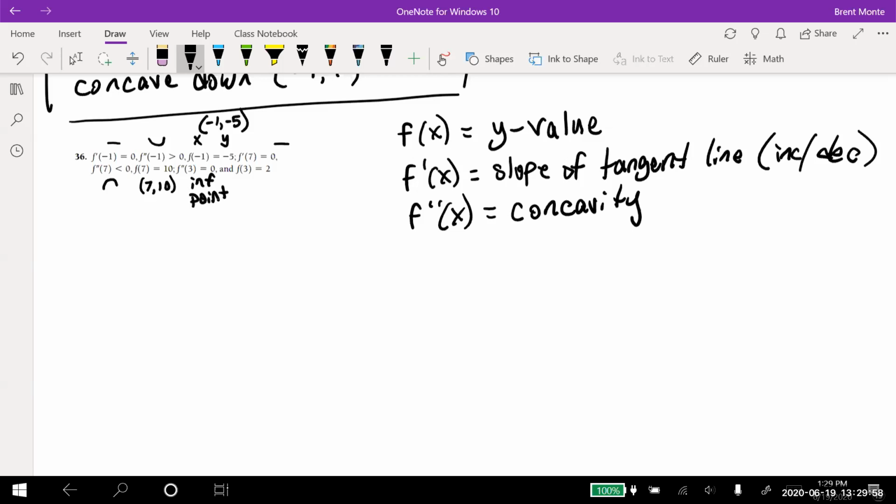And then f of 3 is 2. That's the original function, so that's my y value. I think I said 0, but f of 3 is 2. So that's the point 3, 2. So now we can graph this.